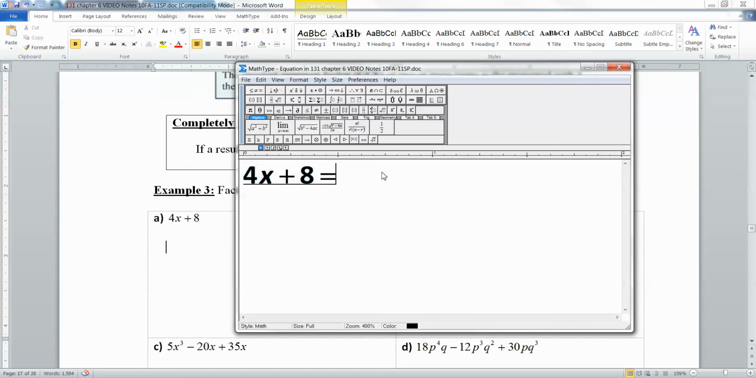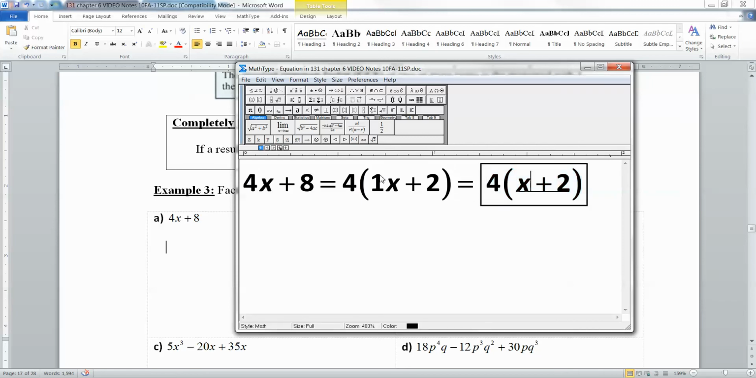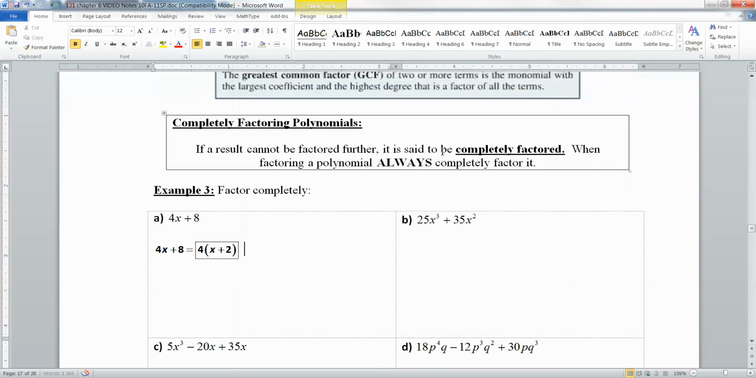You look at this and you say, okay, 4 and 8. 4 multiplies to both of those, right? So it divides into both of them. So 4 times 1x plus 2, or if you like, it's just 4 times (x plus 2). Now see if this works. You should always be able to multiply and get back what you had. 4 times x would make you 4x, plus 4 times 2 would make you 8. If you distributed this out, you would get back what you originally had. And it's completely factored. There's nothing else that you can take out of x and 2.